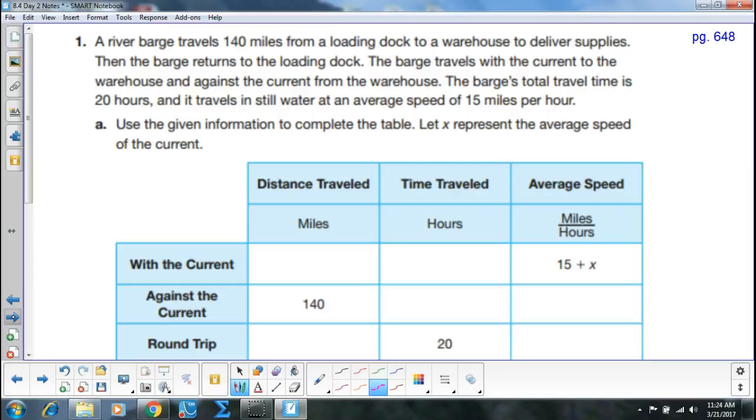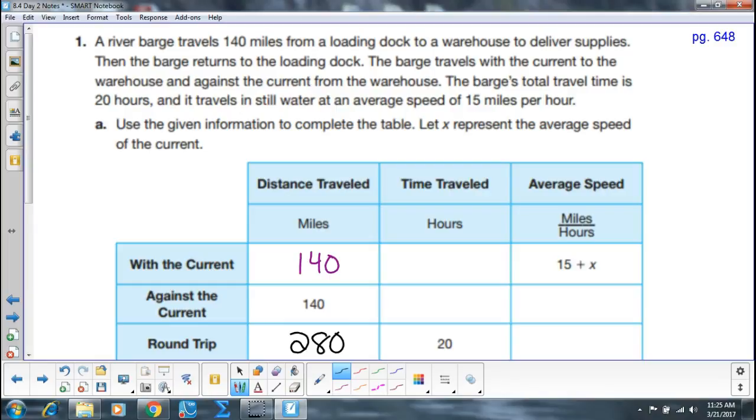So a river barge travels 140 miles, okay? That's kind of important, because that's 140 miles, which means the round trip would be? 280 miles. Okay? So the river barge travels 140 miles from a loading dock to a warehouse to deliver supplies. Then it returns back to the loading dock. The barge travels with the current to the warehouse and against the current from the warehouse. The barge's total travel time is 20 hours. Okay?